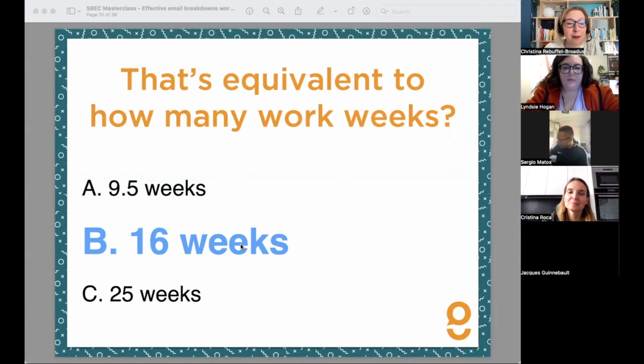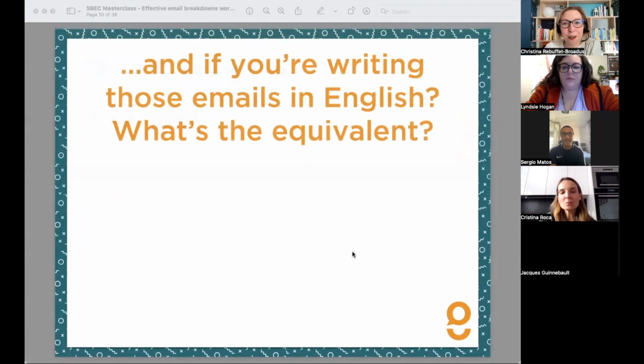That's a lot of time sitting in your email inbox. If I look at that, I'm like, oh my goodness, I don't want to spend that much time sending emails. That's ridiculous. But that's the reality of it for the moment.